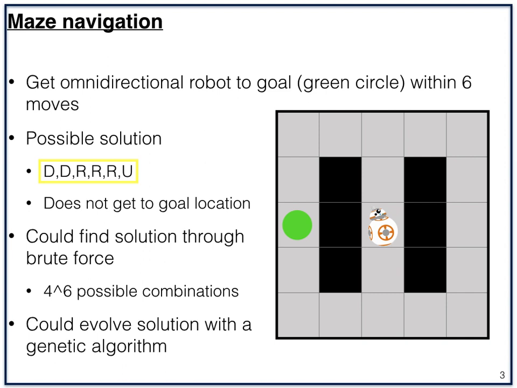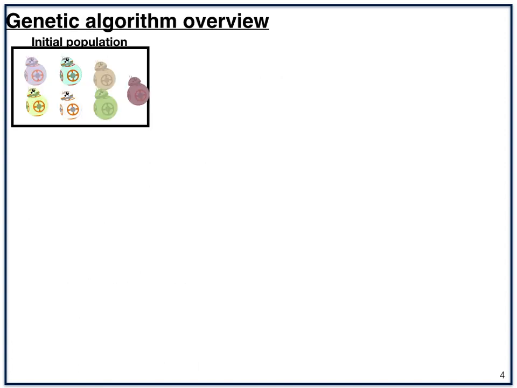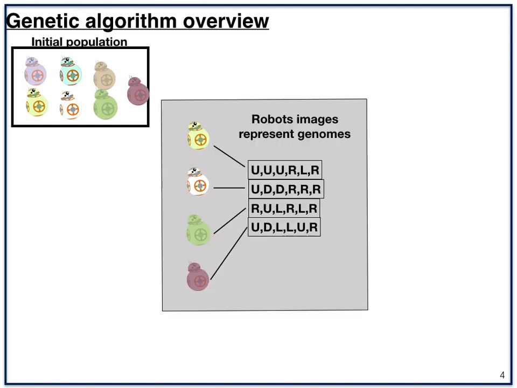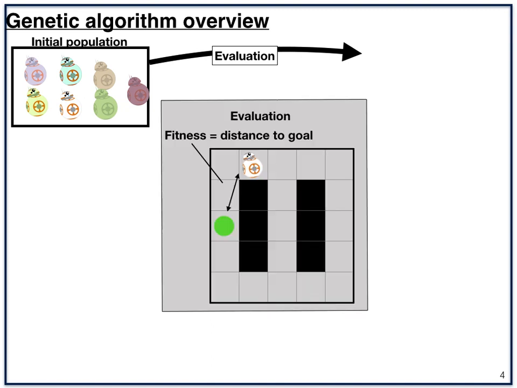So let me give you an overview of how a genetic algorithm works. Within a genetic algorithm, we start off with some initial population. Here, these different robots represent different initial genomes that are all randomly generated and are different from one another. We're then going to take those genomes and evaluate them on some task. In this case, we're going to run those genomes in the maze, and then we're going to look at the final distance of the robot and compute some fitness based on that distance. So smaller distance means higher fitness.